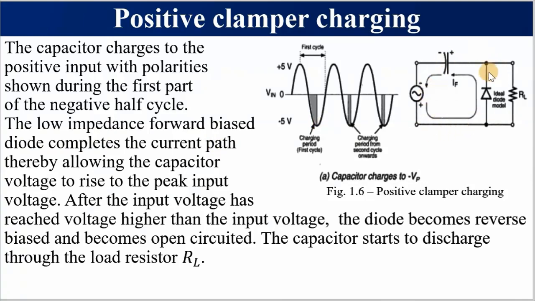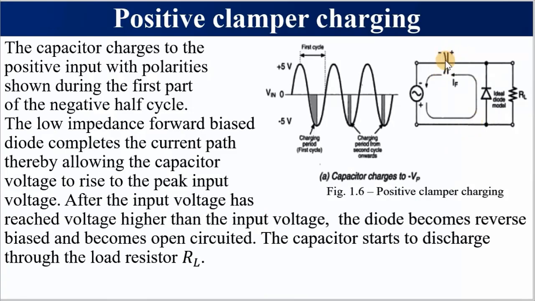Yes, it completes the current path in this direction, thereby allowing the capacitor to rise to the peak input voltage of the negative half cycle. And we are saying after the voltage across the capacitor has reached higher than the input voltage, our diode is going to be reverse biased. Please check your Kirchhoff's voltage law.